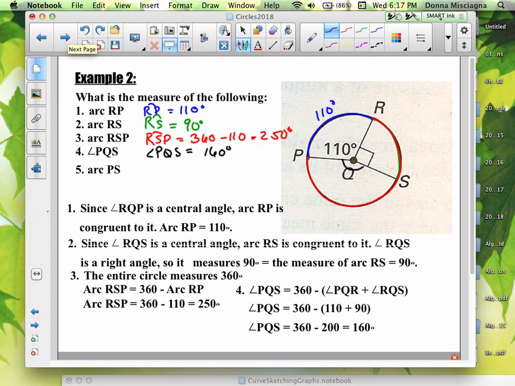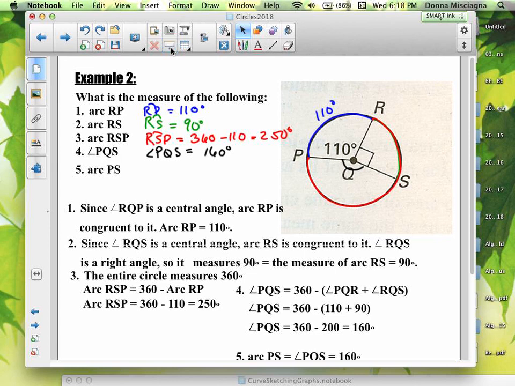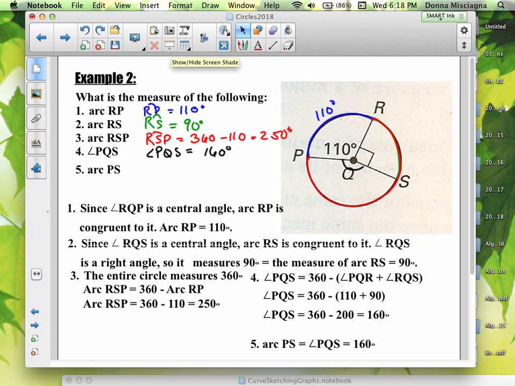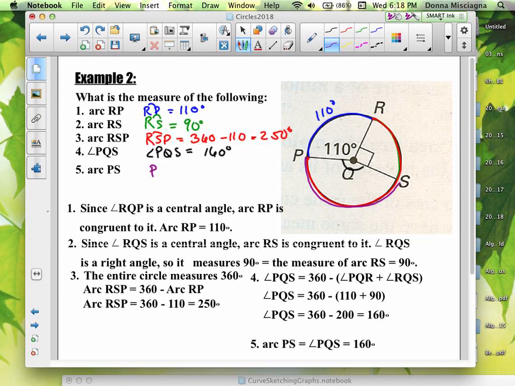And then finally, arc PS. I don't know what happened to number 5. It's probably hidden under the screen if I move the screen. Yep, there it is. All right, so arc PS is this arc here. Well, that's an easy problem because we found the measure of angle PQS a little while ago, and PQS and arc PS are the exact same number of degrees, so that's 160 degrees as well. And we're done with this one.